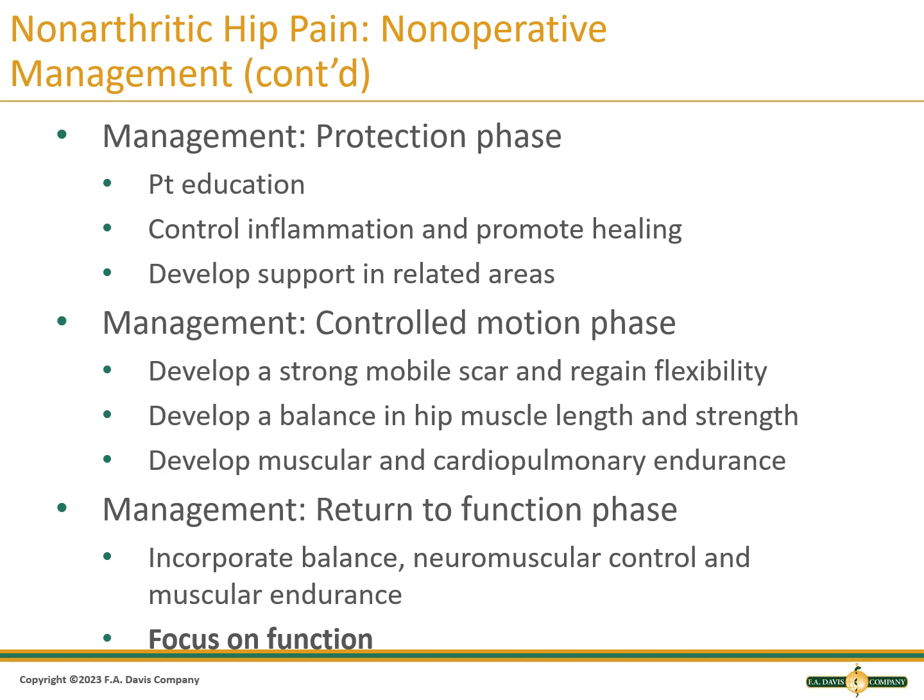And we want to help develop support in related areas. A lot of times this develops as a result of tightness on one side, weakness on the other, and we need to work on strengthening and improving neuromuscular control on the side that we have weakness in, so that as we're able to improve range of motion, we also improve stability. During the controlled motion phase, we want to develop a strong mobile scar and regain flexibility.